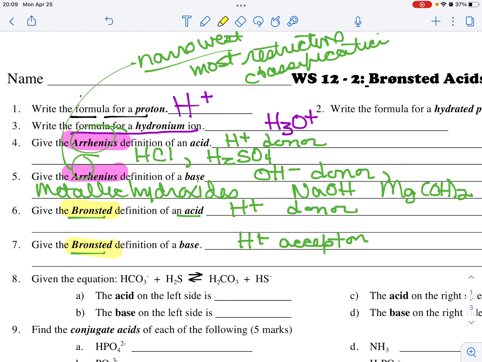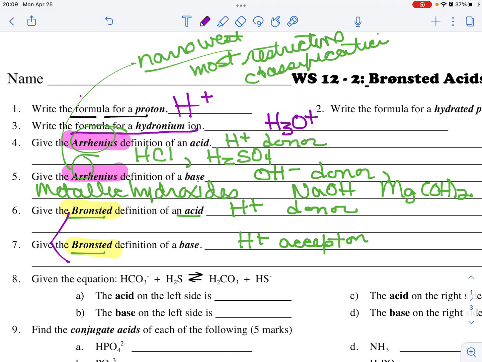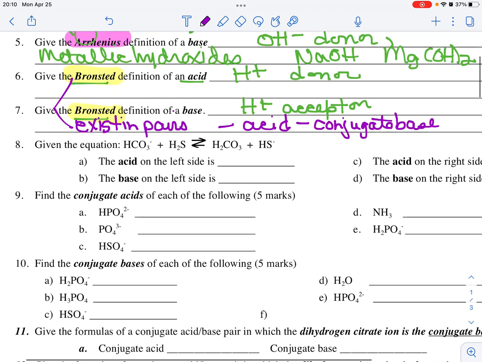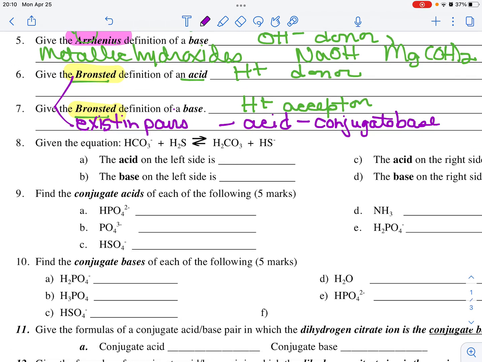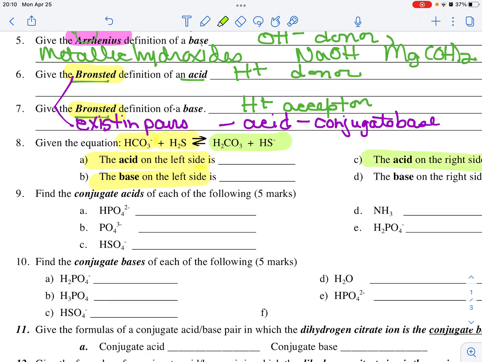I want to make a note that Bronsted-Lowry acids and bases exist in pairs. The acid has a conjugate base and the base has a conjugate acid. Now let's look at the substances we have right here. First, I'm going to look at the left side. Then we will discuss what's on the right side.